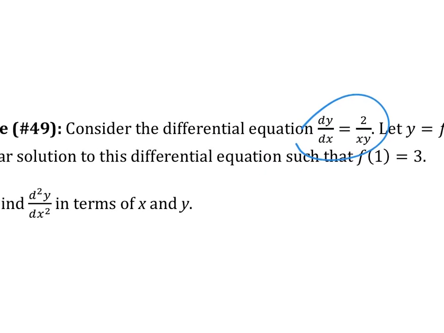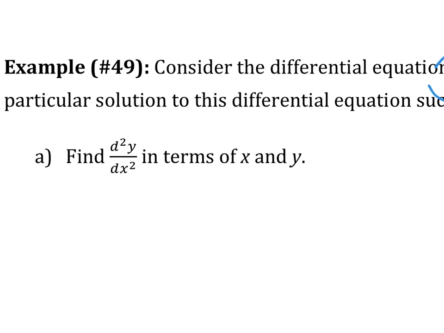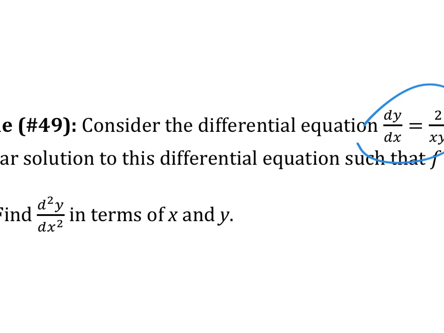Let y equals f of x be a particular solution to this differential such that f of 1 is equal to 3. Meaning that f is y, and then so f at 1, meaning y at 1 is 3. So when x is 1, y is 3. First, find d squared y dx squared, or second derivative. So you need to take that first derivative, find another derivative, which you need to kind of think back about last semester, implicit differentiation. Y has something of x in there.